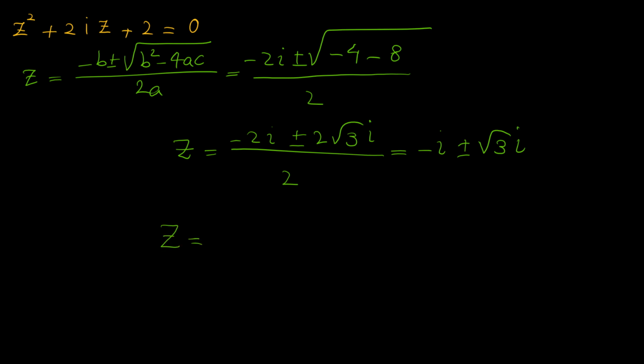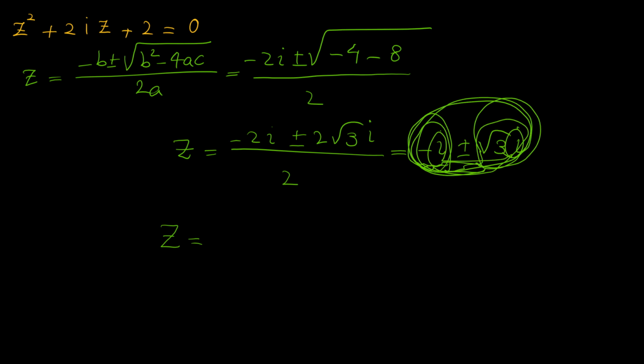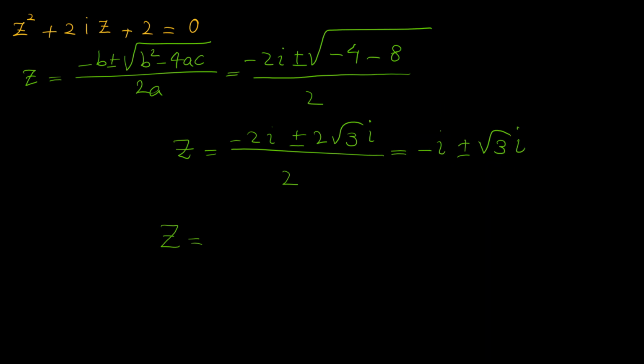Z is negative i plus minus radical 3i. Don't make this mistake of thinking that this is the real part of the solution and this is the imaginary part. Attention, both of these have i in common. So it's not a bad idea to write this answer in this form. Factor i from these two terms, and then you can write this answer as z equals negative 1 plus minus radical 3, times i.